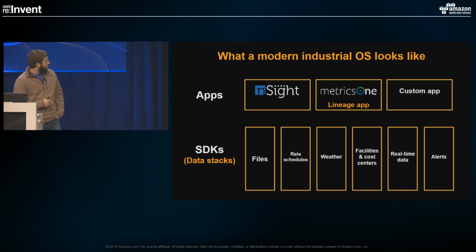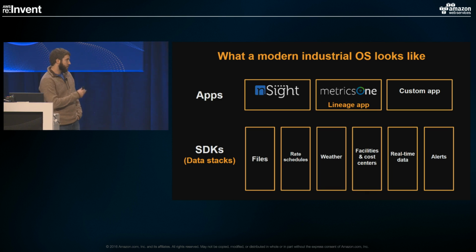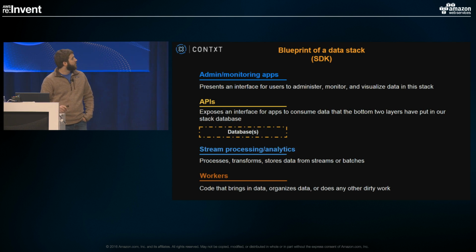So in order for us to be able to support this, this is generally how things are laid out. You have apps at the top, you have SDKs at the bottom that do a lot of different things. We generally like to call these data stacks because it's not just an SDK in this case. It's not as simple as that. And we segment things into logical groups. So you have files, rate schedules, weather, a way to organize facilities and call centers, real-time data, alerts. There's many more that you can create. But the one we're going to focus on today is alerts.